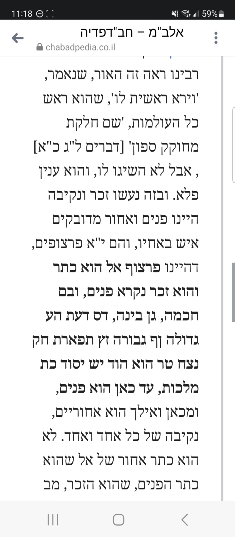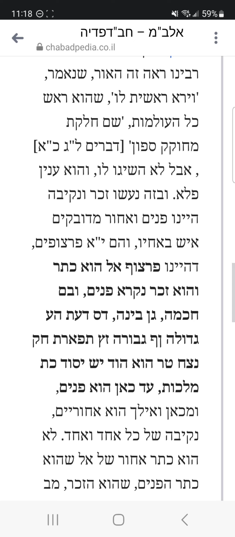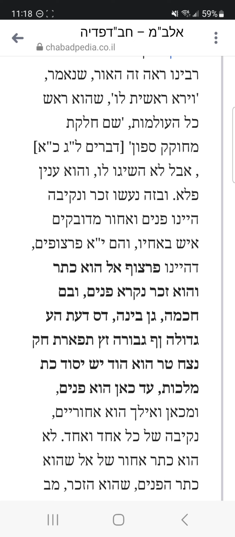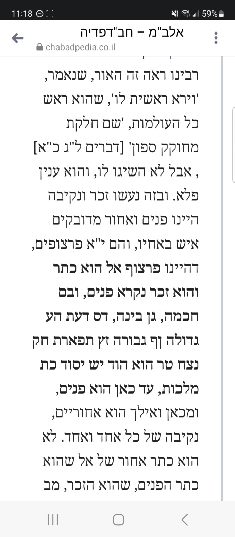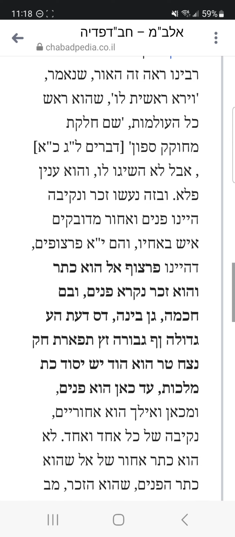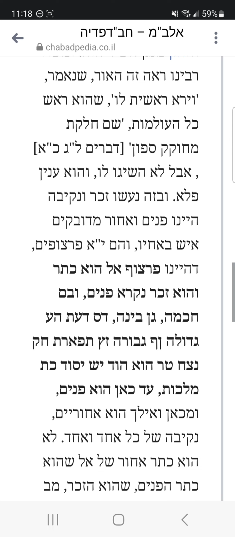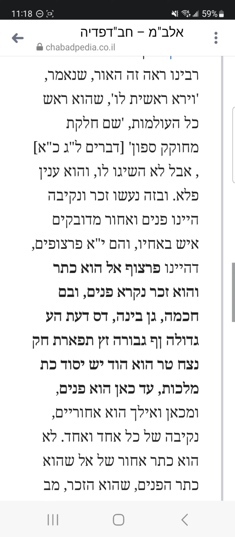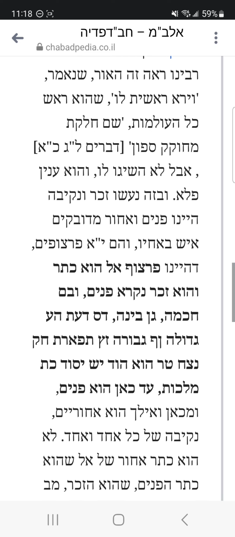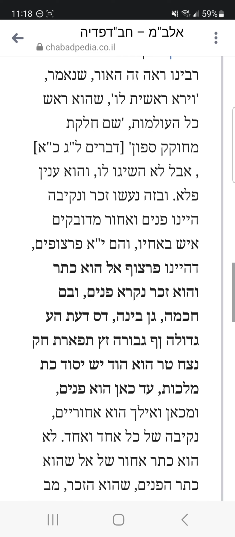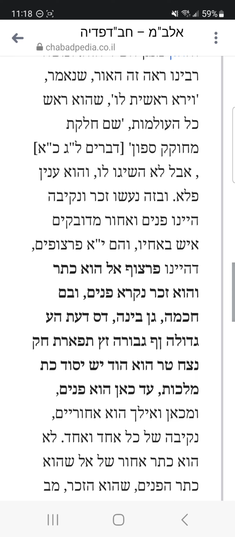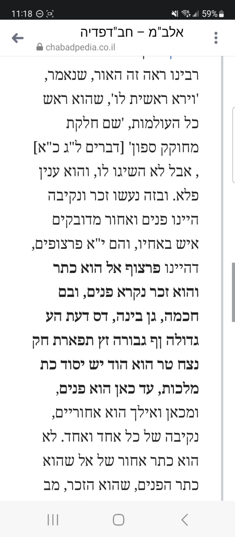Chelkas mechokek safun. There is the portion engraved. So fine, I don't know. It's quoted from Deuteronomy, Devarim, 33:21. Vayar reishis lo, I mean, that's the verse there. That's what it says in the brackets.